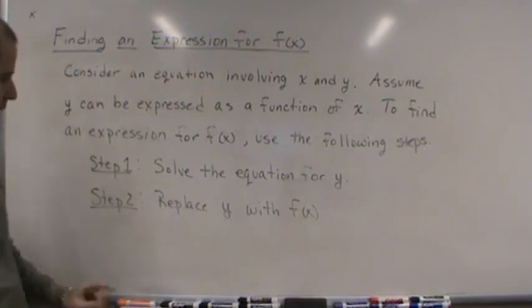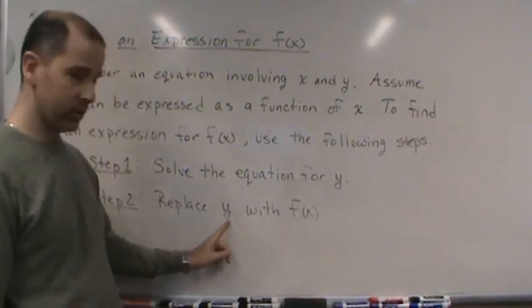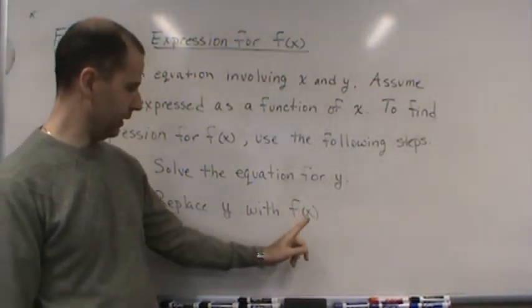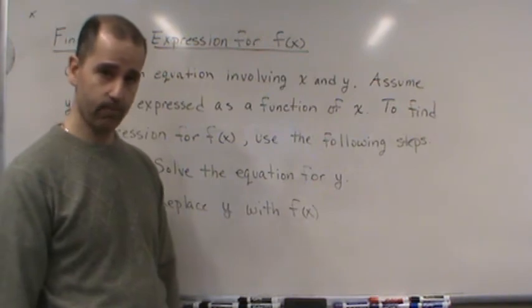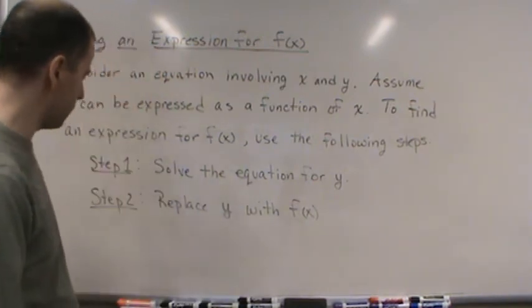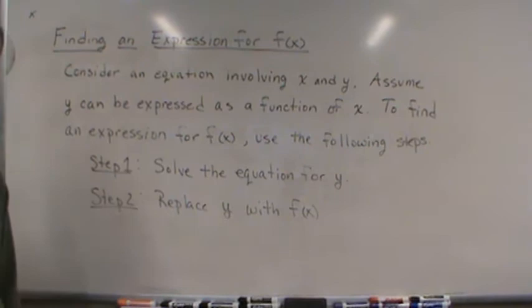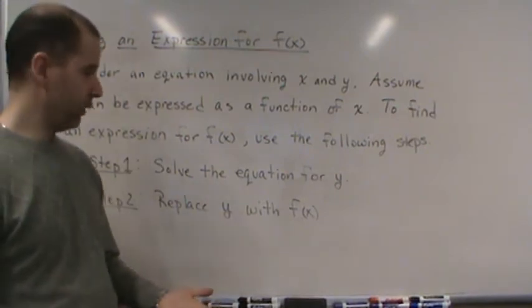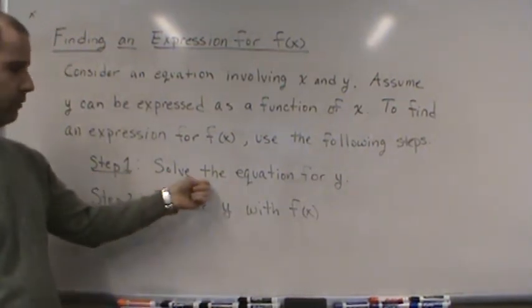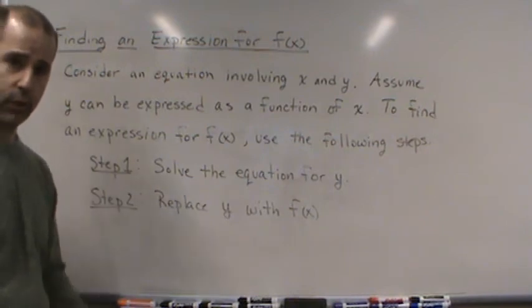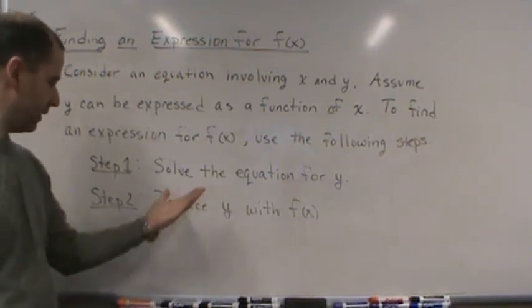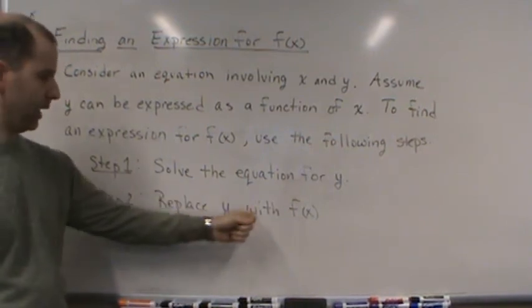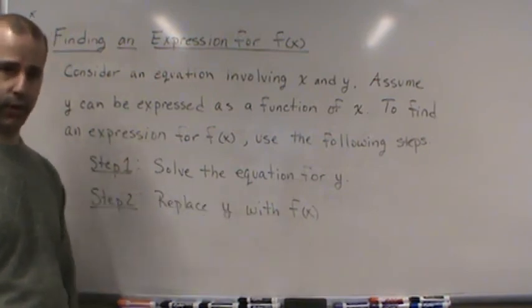Then step two is, instead of using y, we're just going to replace y and write f of x. And that's it. Those are the two steps. If you're given an equation in x and y, step one is to solve the equation for y, like we normally do. Then step two, we replace y with f of x, and we're done.